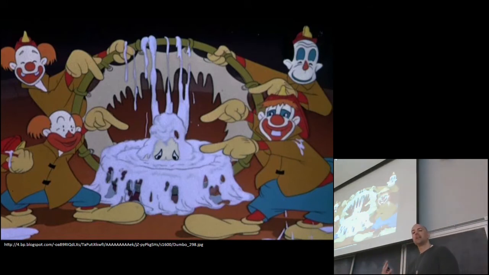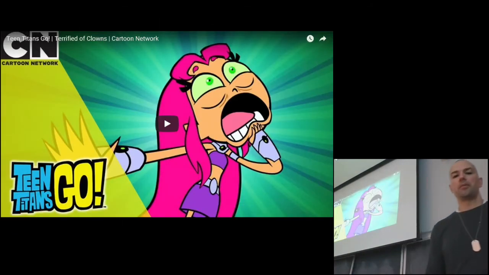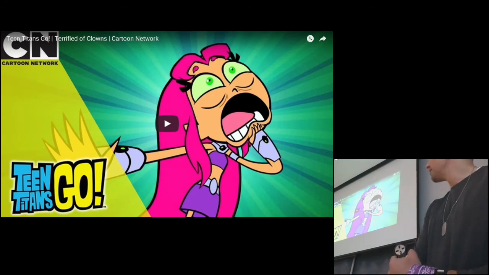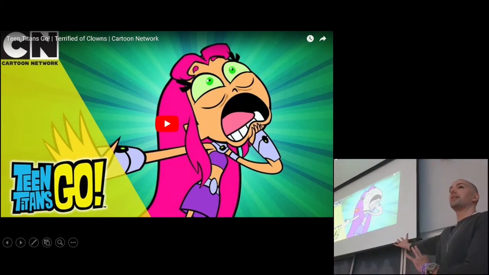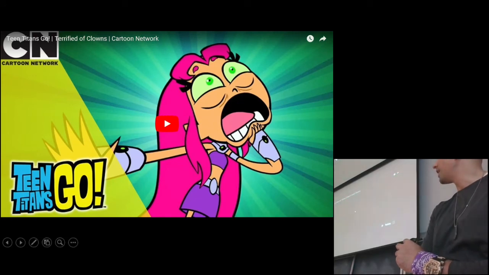So in a lot of children's media, or just a lot of media in general, there is this trope of the evil clown. I've got two more examples, one from a more recent film. If you're not aware of the awesomeness that is Teen Titans Go, I highly recommend it. It's one of the shows that my daughter absolutely loves. Here we have Starfire, and we're going to see her reaction to clowns.